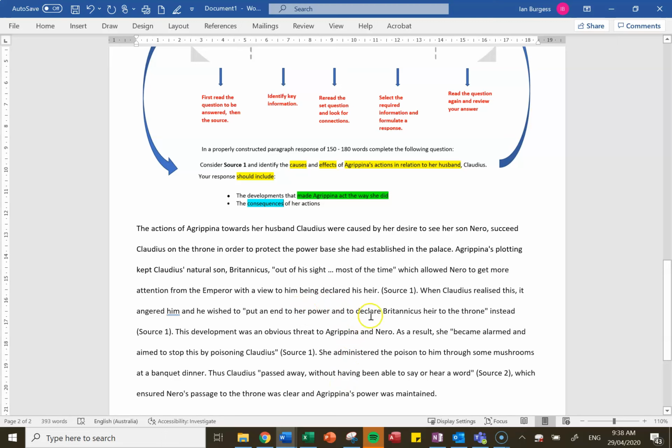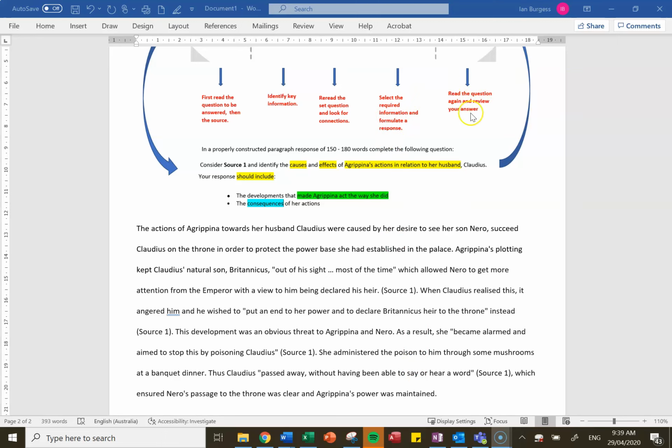So this threat to her power leads to her deciding to poison Claudius. She administered the poison to him through some mushrooms at a banquet dinner. Thus, Claudius passed away without having been able to say or hear a word, which ensured Nero's passage to the throne was clear and Agrippina's power was maintained. So just summing up there at the end and tying it back, and again, linking those ideas back to the set question.